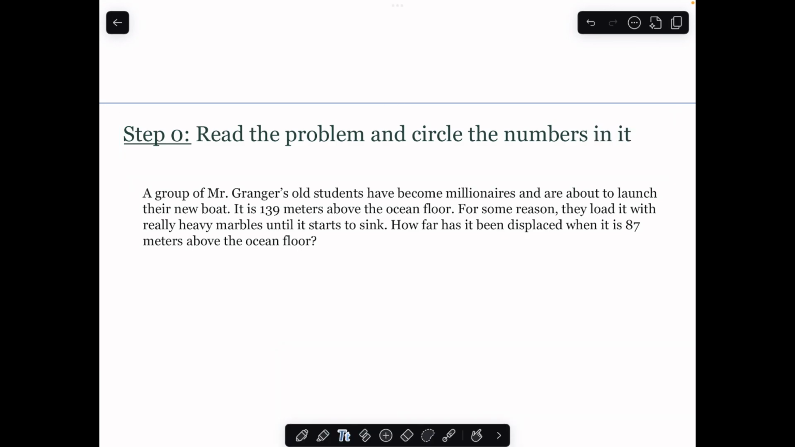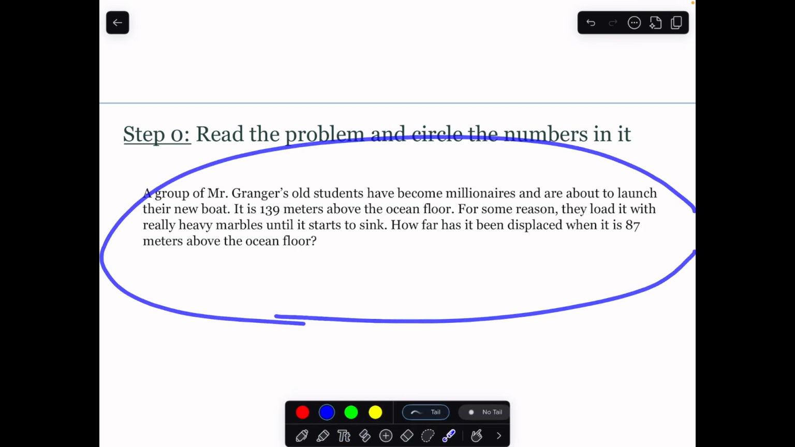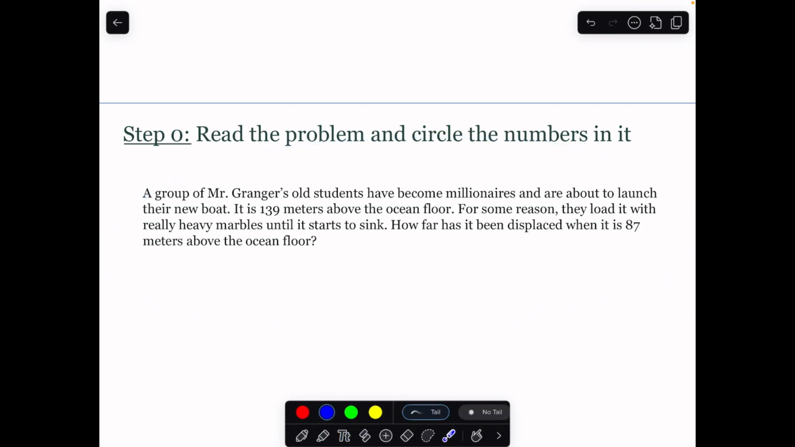Here is the problem. All right, and the problem says a group of Mr. Granger's old students have become millionaires. Oh, that's good. I like that. And are about to launch their new boat. Okay, cool. They have boat money. They must have paid attention. It is 139 meters above the ocean floor. For some reason, they load it with really heavy marbles until it starts to sink. How far has it been displaced when it is 87 meters above the ocean floor?